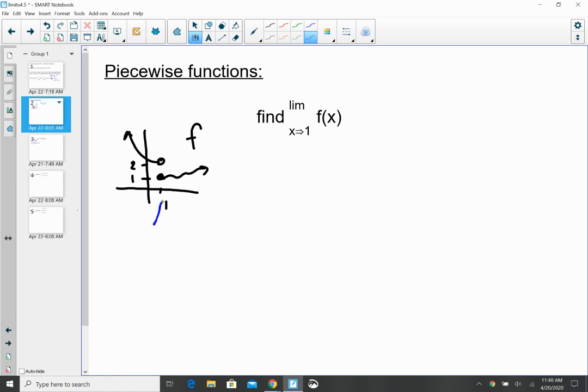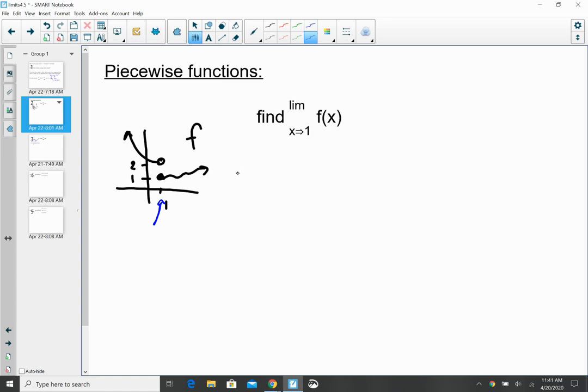So here's the x value of 1, and if you see, we've got what they call a jump discontinuity right there. They call that a jump discontinuity because of that gap, how from one side to the other side there's a break and you would actually jump from one piece of the function to the other.